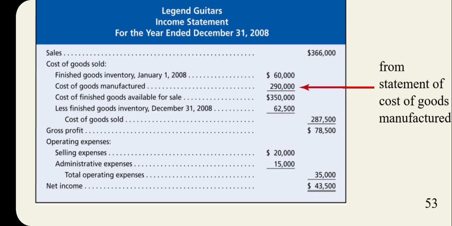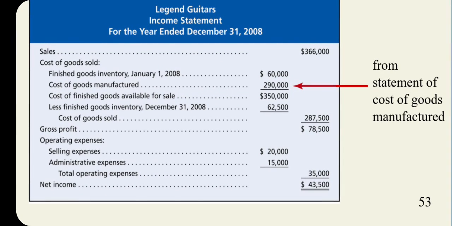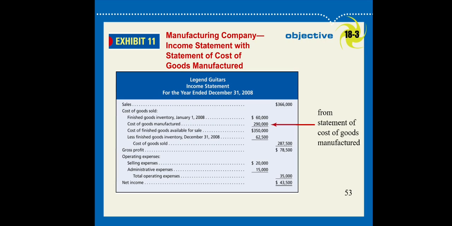So when a business produces something, it has to pay cost. That cost is called manufacturing cost. So that cost you calculate using the cost of goods manufactured schedule. Okay, so before you can prepare this income statement, you have to calculate the cost of goods manufactured first. So let's see here how to calculate the cost of goods manufactured.